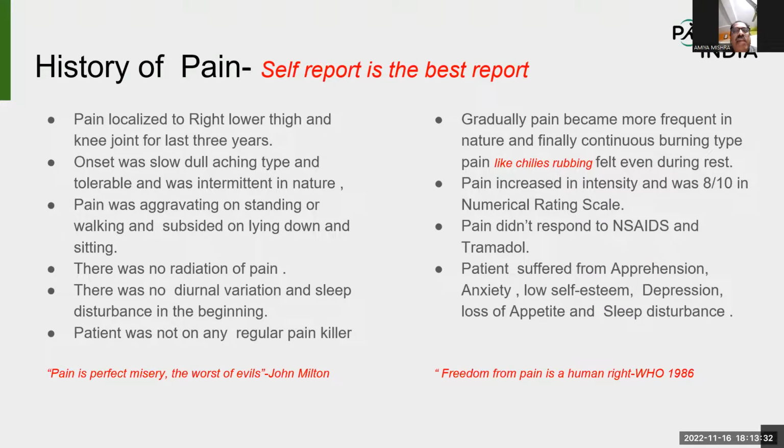As per the patient, the pain was localized to the right lower thigh and knee joint for the last 3 years. Onset was slow, dull-aching type and tolerable and was intermittent in nature. Pain was aggravated on standing or walking and subsided on lying down and sitting. There was no radiation of pain. There was no diurnal variation and no sleep disturbance in the beginning. Patient was not on any regular painkiller.